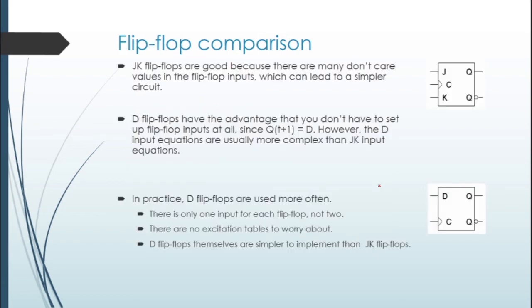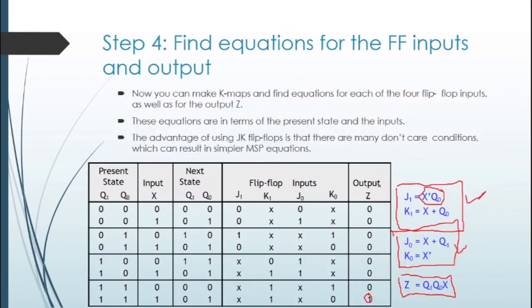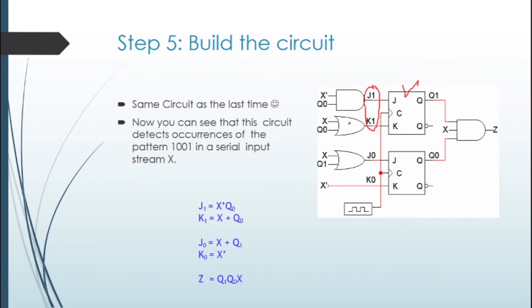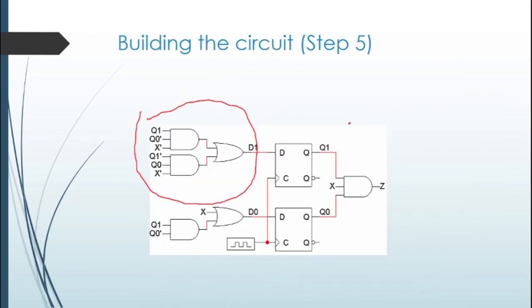Similarly, we can do the whole thing using a D flip-flop. So flip-flop comparison, that's actually what we are just talking about. JK flip-flops are good because there are many don't care values in the flip-flop input, which can lead to a simpler circuit that we actually just saw. We can see here for JK flip-flop, the circuit is very simple. We can have just two gates to generate J and K, but for D we actually saw three gates already to generate just one input D.